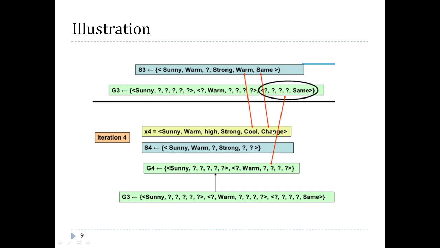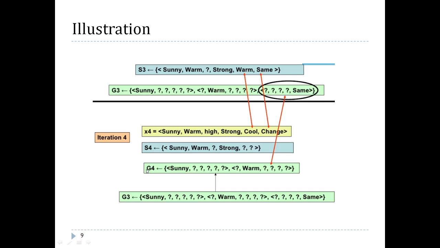But here in the specific hypothesis, we have changed the sixth attribute, because here it was same and here it is changed, so we have made it a question mark, a more generalized form. But in G3, we have kept it as same, so the general hypothesis is in a more specific form. So we have to make this generic as well, because in S4 the sixth attribute value is modified to a question mark. So we will remove this inconsistent hypothesis from the general hypothesis.